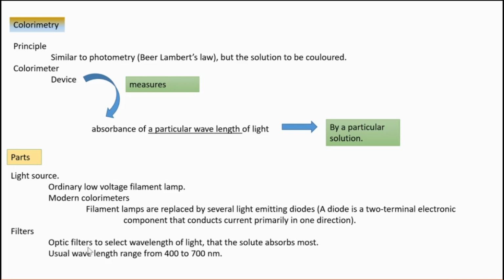For that, optic filters are used to select the wavelength of light. And the wavelengths are selected usually within the range of 400 to 700 nanometer. It's in the visible light spectrum. So within this range, using the filters in the colorimeter, we are selecting a suitable wavelength appropriate for the solute particles present in the solution to understand the maximum ability of that solute to absorb that particular wavelength. And based on that absorption power of that solute, we are going to detect the concentration of that unknown solution.